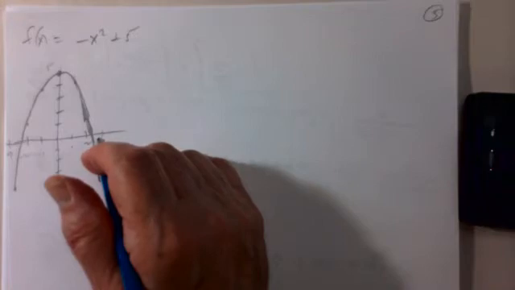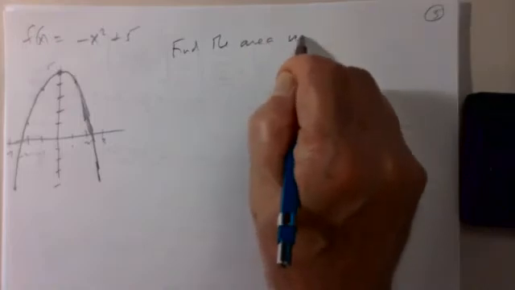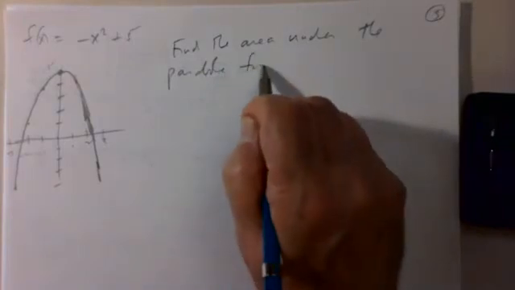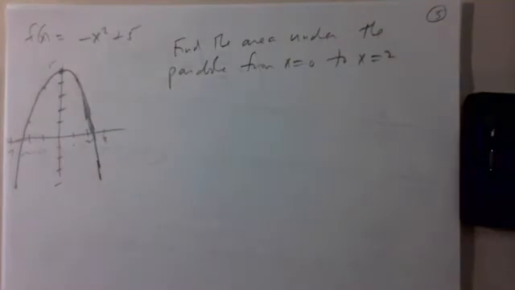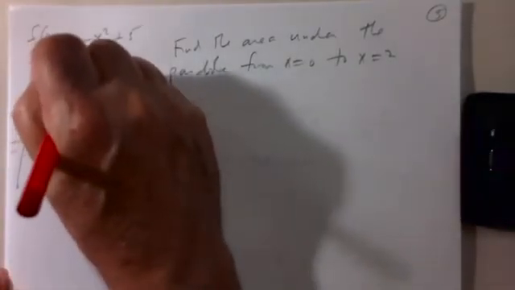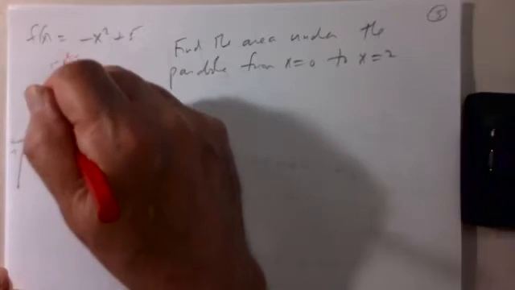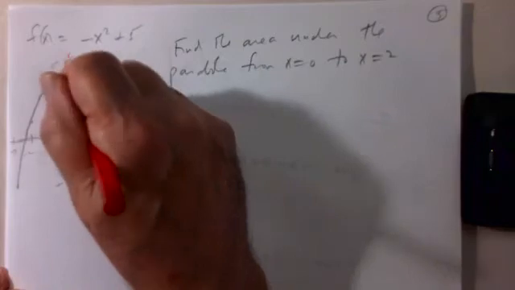And we want to find the area under the parabola from x equals 0 to x equals 2. Well, this is the vertical line x equals 0. This is the vertical line x equals 2. And we want to find this area.